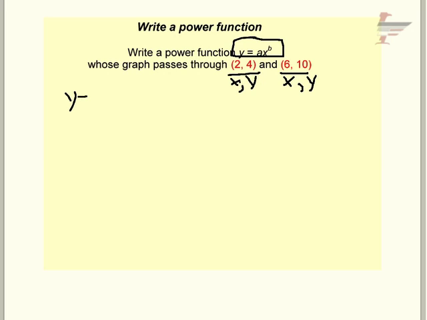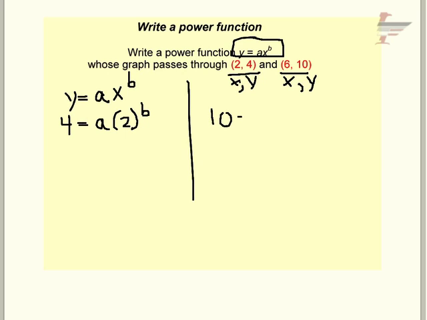So if I have a times x to the b, my first point is (2, 4), so I know 4 is y, and x is 2. And the second point, I know y is 10, and I know x is 6. And then again, it's a substitution game. So I could solve either of these equations.